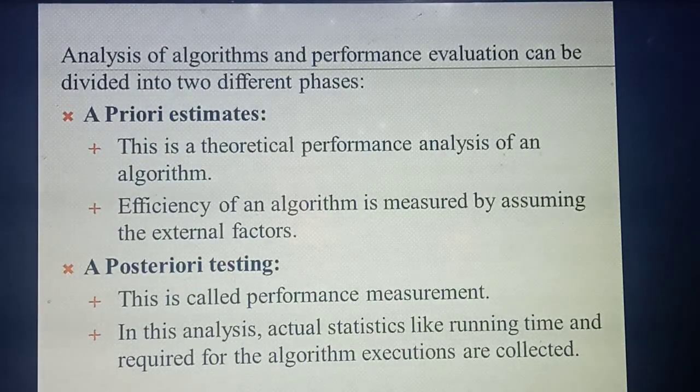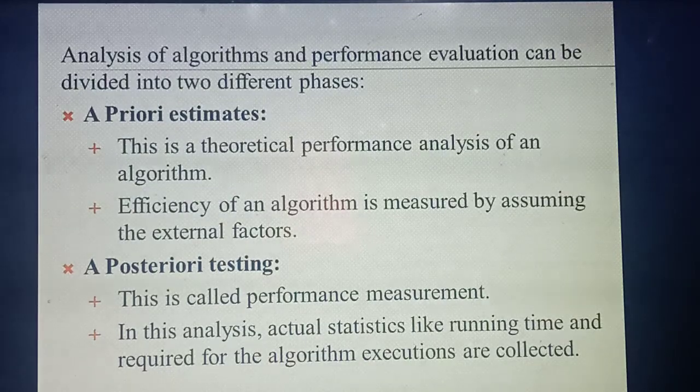So before you implement something, you theoretically solve it. Theoretically you are going to analyze. With these values, you can determine how much output you will get. Using some assumptions and external factors, you assume something and determine the efficiency.